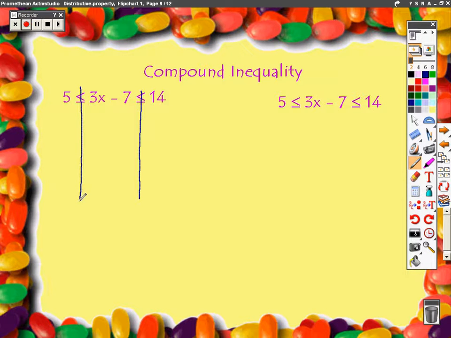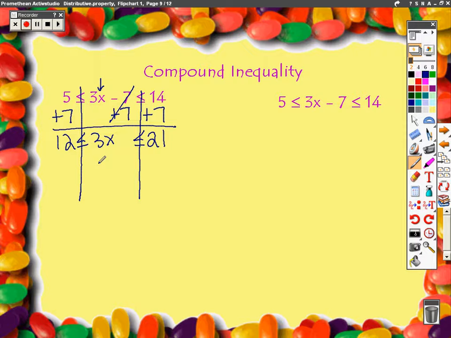So what I want to get in the middle all by itself is just the x. So how do I get rid of the x? Well, this -7 or -7 doesn't have an x with it, so I'm going to add 7. In this, you have to add 7 to each part. This gives you 12. Bring down your sign, 3x. Cancel these out. Bring down your sign, and this gives me 21.